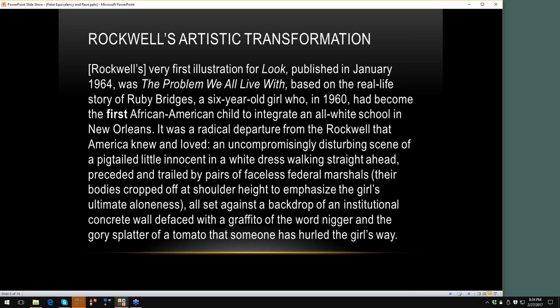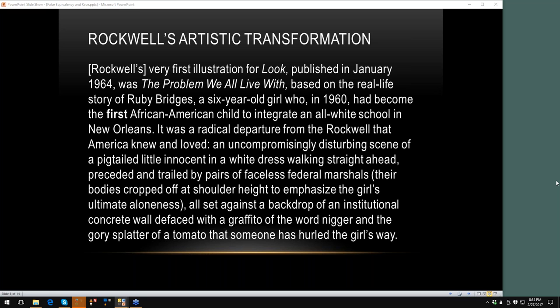So he quits the Saturday Evening Post after decades, and takes up a position at Look magazine. And Look magazine is no longer around, but Look magazine was kind of like Life, but much more progressive, tackling these issues of, you know, gender inequality and racism and class issues and things like that, poverty, those types of things. And his very first illustration for Look was published in 1964, and it's called The Problem We All Live With.